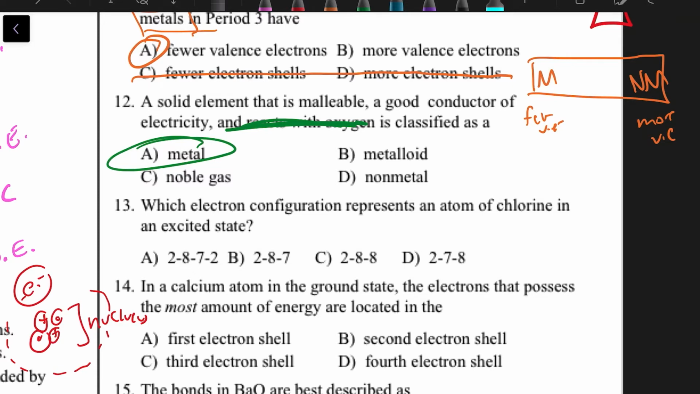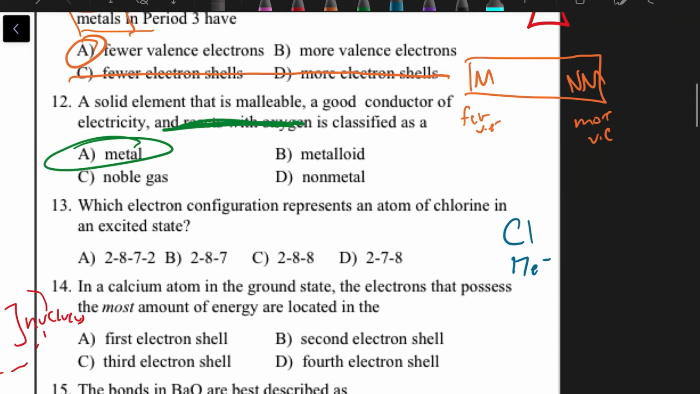Number 13, which electron configuration represents an atom of chlorine in an excited state? You have to find chlorine on your periodic table, and chlorine has 17 electrons. On your periodic table, you have the ground state, which is 2-8-7. So it can't be B because it's asking for excited state.